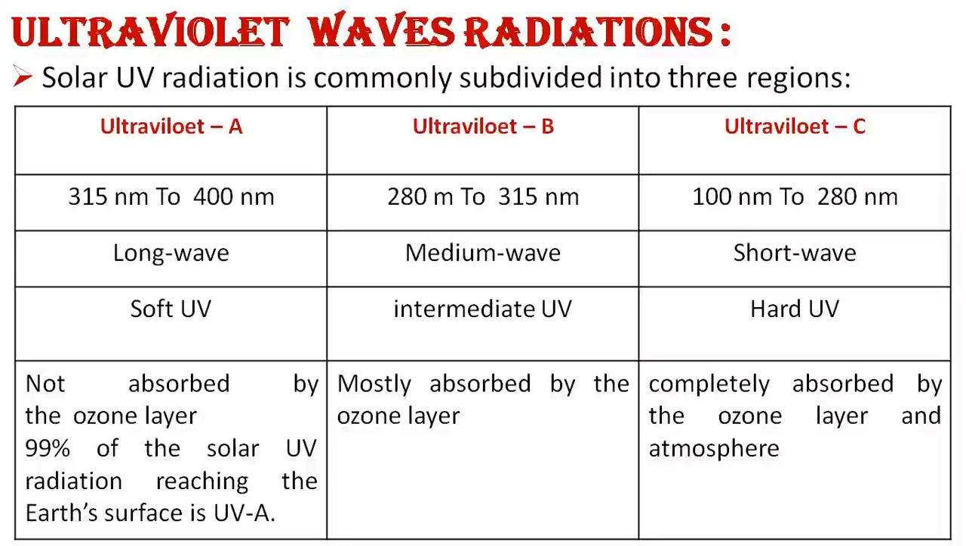Now second, ultraviolet B, has a wavelength range of 280 to 315 nanometers. It is a medium wave, the intermediate ultraviolet, mostly absorbed by the ozone layer. Then there is ultraviolet C, 100 nanometers to 280 nanometers. It is a short wave, a hard ultraviolet, completely absorbed by the ozone layer and atmosphere.